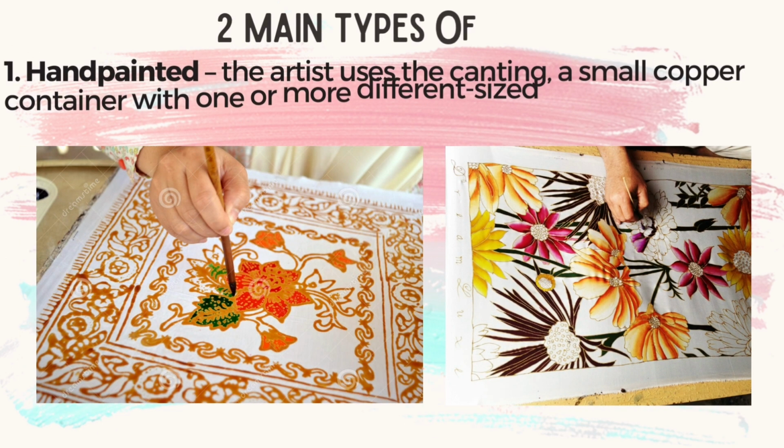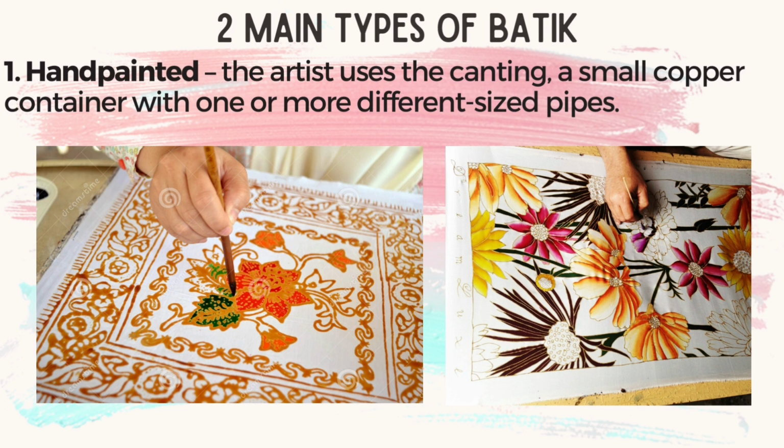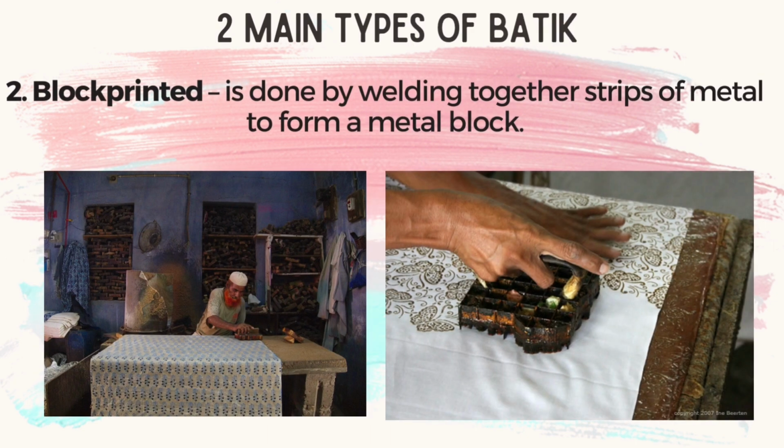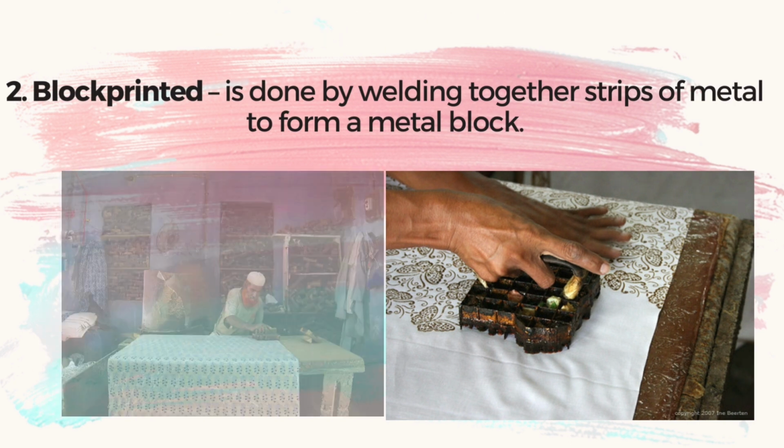There are two main types of batik. First, we have the hand-painted. The artist uses decanting, a small copper container with one or more different sized pipes. Second, block printed. It is done by welding together strips of metal to form a metal block.